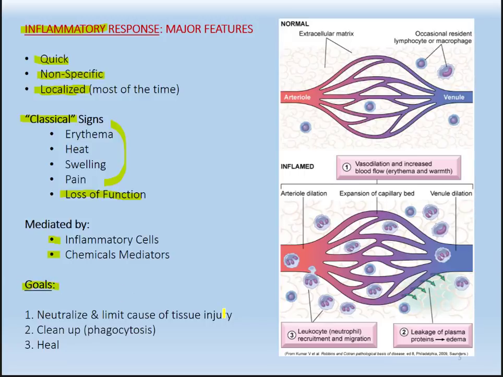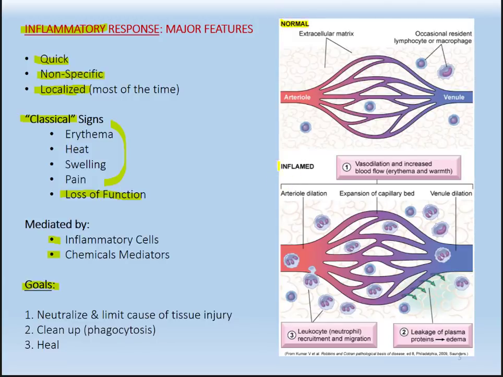And what are the goals, or some of the benefits, or the purpose really of inflammation? Well, one, to neutralize and limit the cause of tissue injury. And remember, again, we want to make sure that we can confine the inflammatory response to a particular area that's injured. We want to also clean it up. So this is done by the process of phagocytosis: cleaning up injured tissue, cleaning up dead cells, cleaning up pathogens, for example, and then also to promote healing and repair.